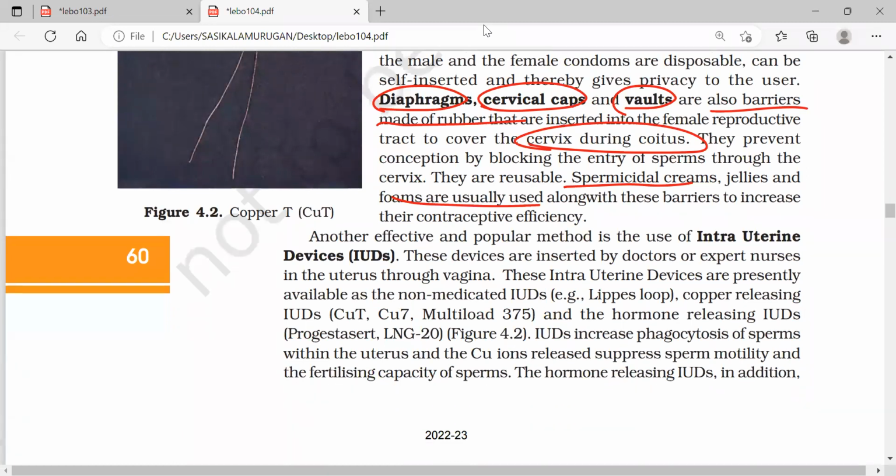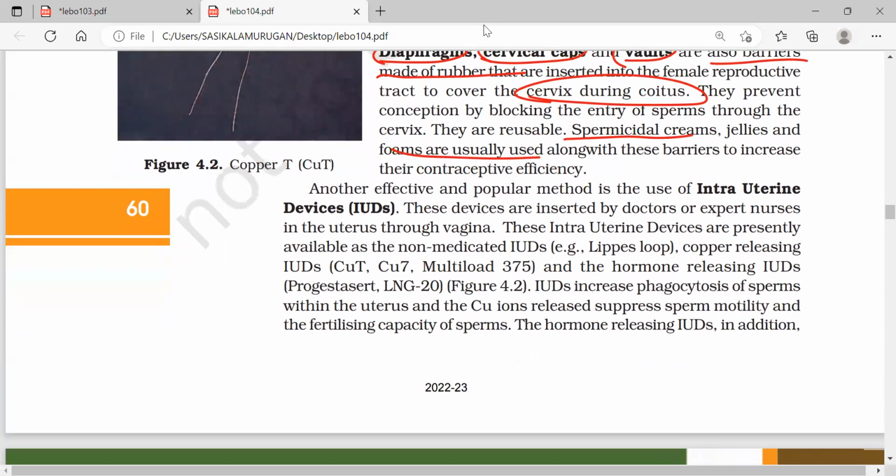Another effective and popular method is the use of intrauterine devices. These are devices highly used by doctors and expert nurses, and they are introduced into the uterus through the vagina. These intrauterine devices are presently available as non-medicated IUDs. Note down the words non-medicated IUDs. They are called Lippes loop. The second one is copper releasing IUDs. What are all the copper releasing IUDs?